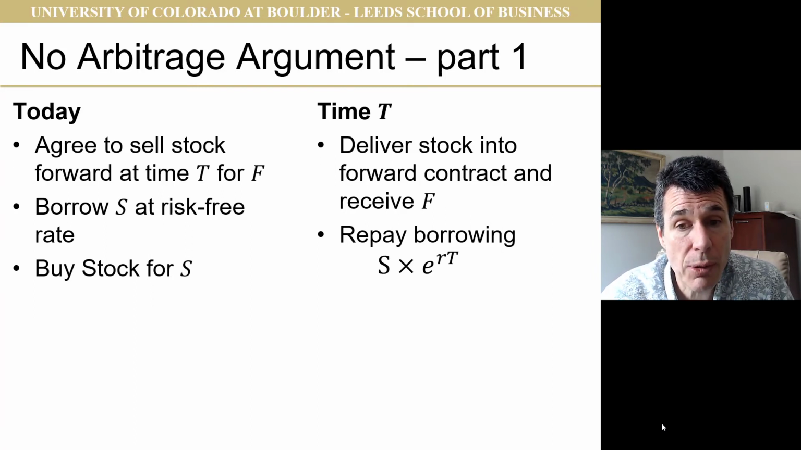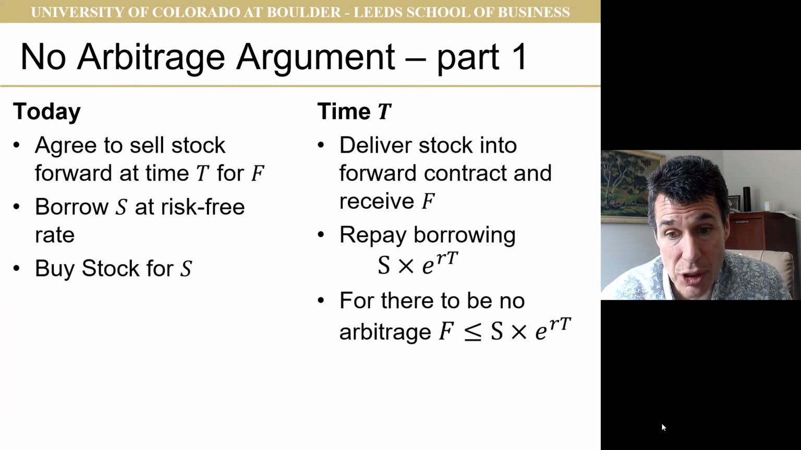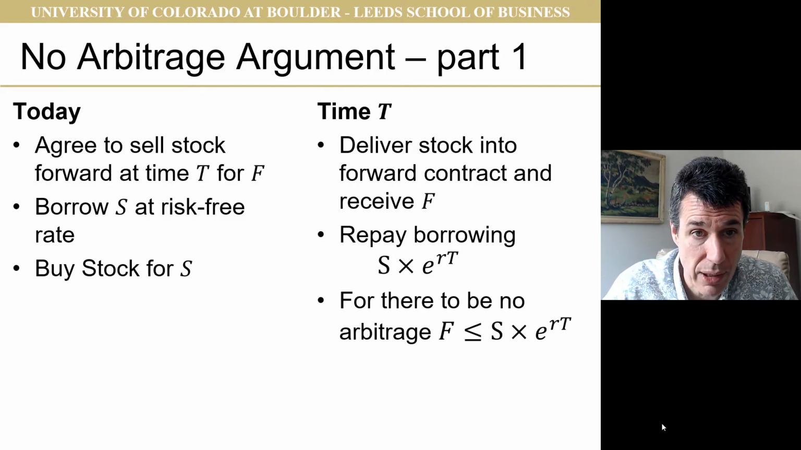For no arbitrage to occur, we can't make free money. We received F, we repaid S e to the RT, so for no arbitrage to be true, we need F to be less than or equal to S e to the RT. Okay, we can do another argument. That was our first argument. Second argument.